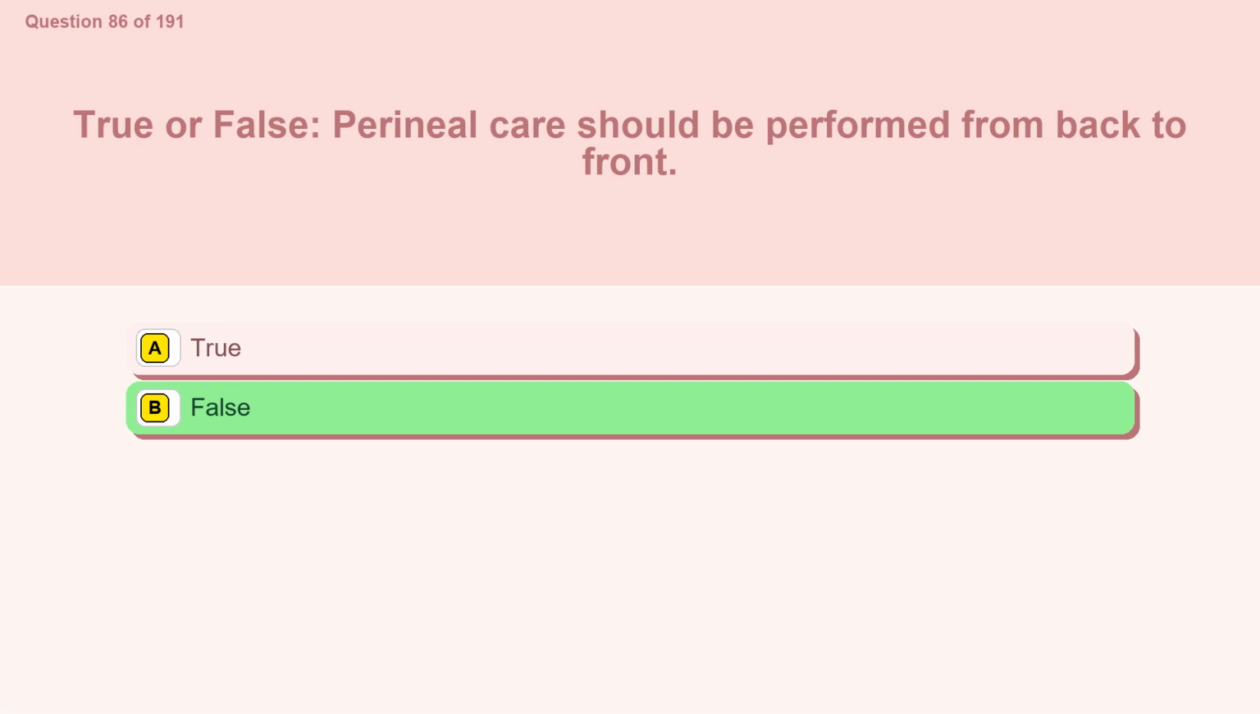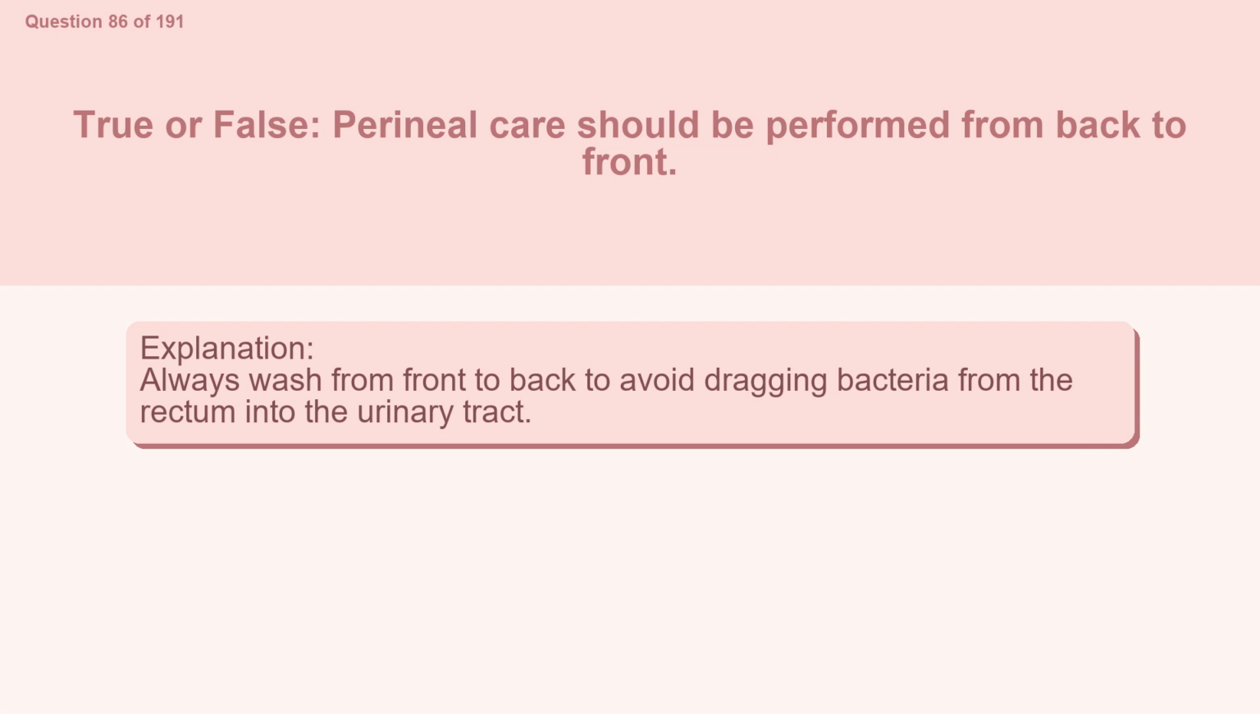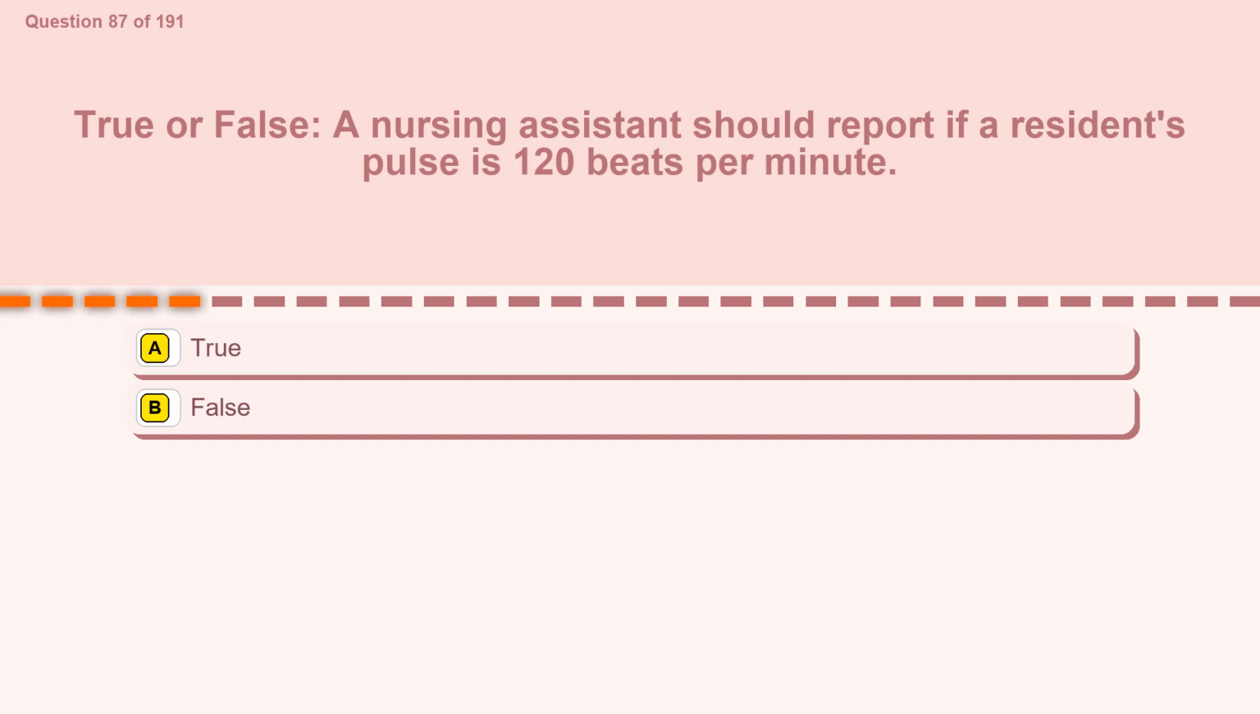The correct answer is option B, false. Always wash from front to back to avoid dragging bacteria from the rectum into the urinary tract. Question 87. True or false, a nursing assistant should report if a resident's pulse is 120 beats per minute. Option A, true. Option B, false.